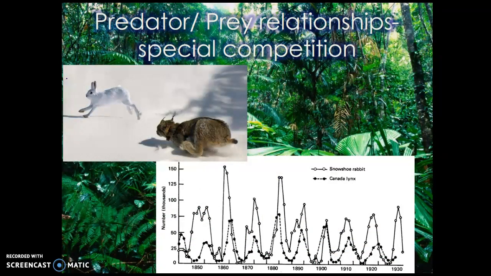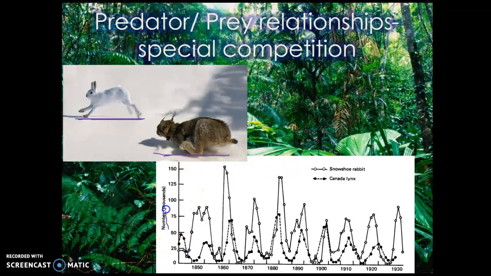All right, predator-prey relationships. This is a great example of competition right here. And you see these two animals. This is a lynx and a hare, a snowshoe hare or rabbit. And this is probably the most famous example ever documented of a predator-prey relationship. You will see this example many, many times in your future biology classes. This is how they really teach that predator-prey relationship. So this was done, I believe, in Alaska.